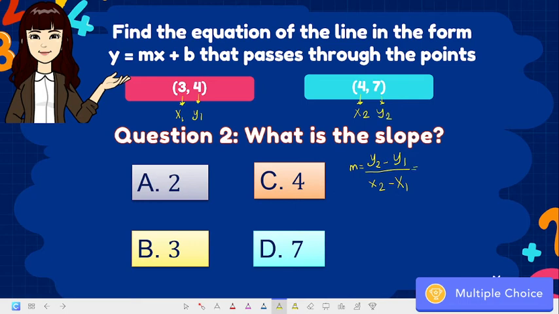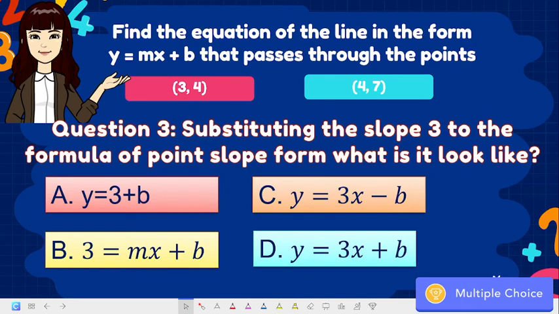So, let's substitute. For y sub 2, we have 7 minus, for y sub 1, we have 4, all over x sub 2, which is 4, minus x sub 1, 3. So, 7 minus 4 is 3, all over 4 minus 3, that is 1. So, 3 divided by 1, the answer is 3. So, the correct answer is letter B. Our slope is 3. So, next.